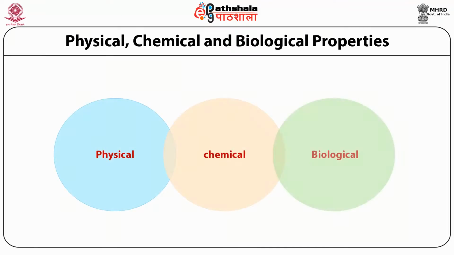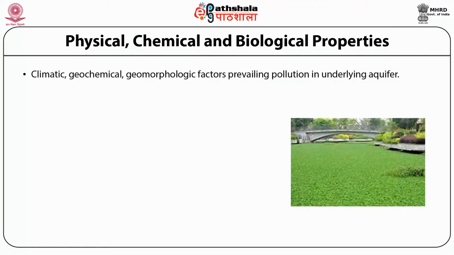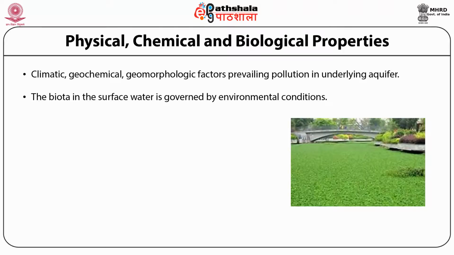Physical, chemical, and biological properties of wastewater analysis. The physical and chemical properties of a freshwater body are characteristic of the climatic, geochemical, geomorphologic, and pollution conditions prevailing in the drainage basin and the underlying aquifer. The biota in the surface water is governed entirely by various environmental conditions that determine the selection of species and the physiological performance of the individual organisms.